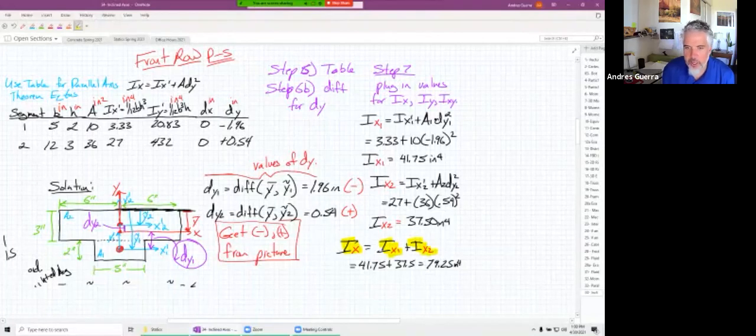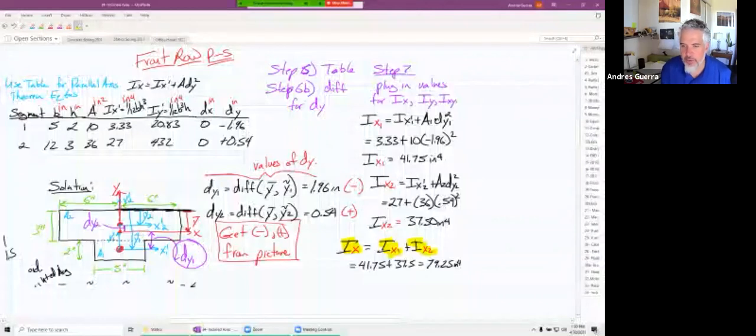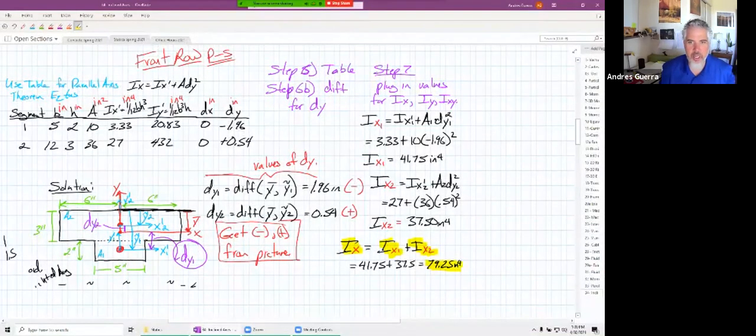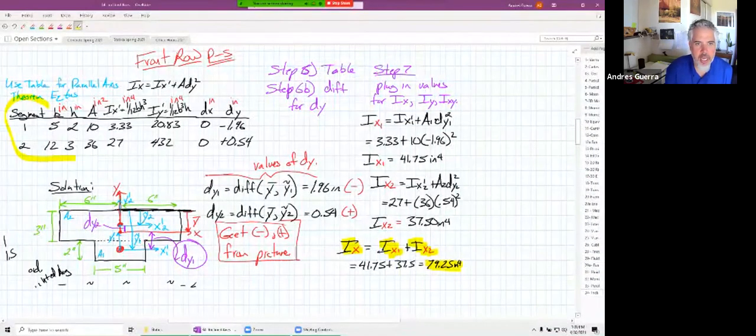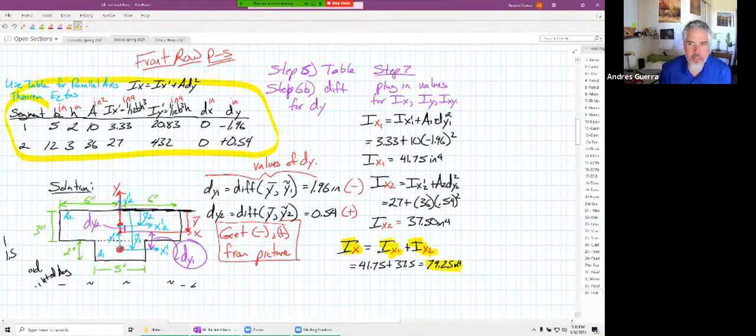Right here, 41.75 plus 37.5, and we got 79.25 inches to the fourth for our answer. Now, before we go on and calculate IY and IXY, using the table over here, remember this table is super helpful in getting all the values that we need to do the parallel axis theorem.